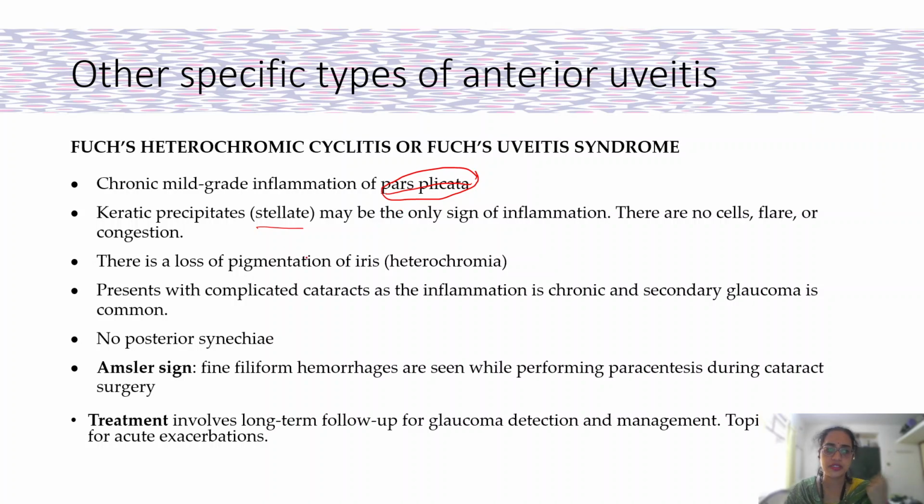So what is the problem here? There might be loss of pigmentation of the iris leading to heterochromia, so much so that each eye looks of a different color. The patient will develop complicated cataract as the inflammation is chronic, and secondary glaucoma can also develop. There is conspicuous absence of posterior synechiae, which is characteristic of FUS. Okay, so Amsler sign is because of small new vessels that develop within the angle. You can have fine filiform hemorrhages while performing paracentesis during cataract surgery.